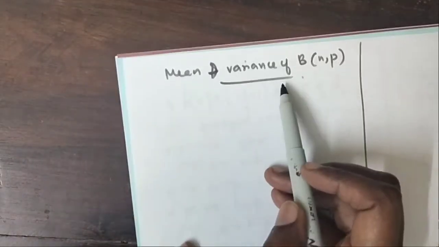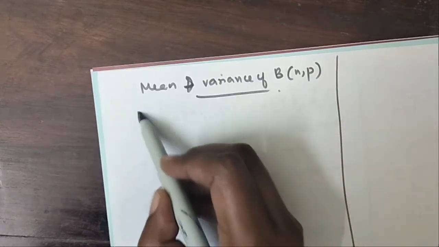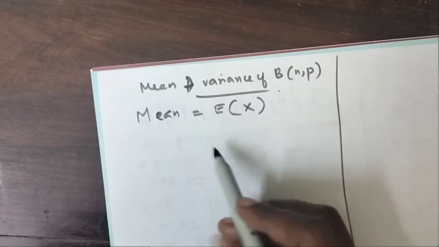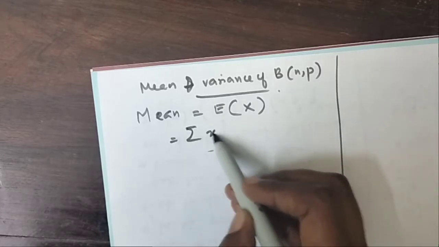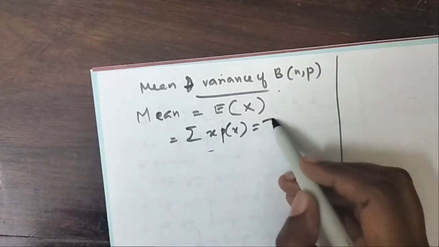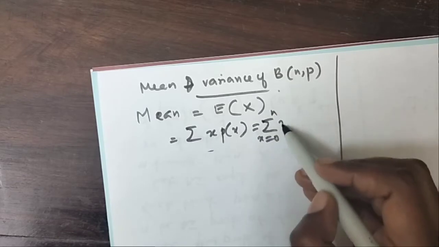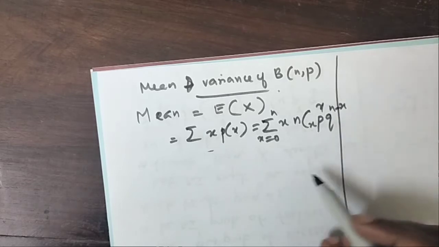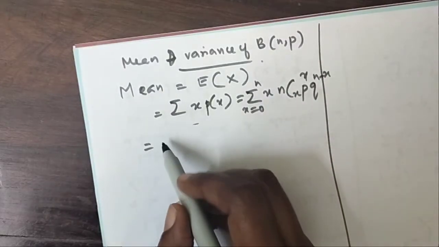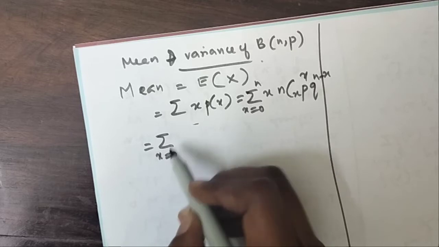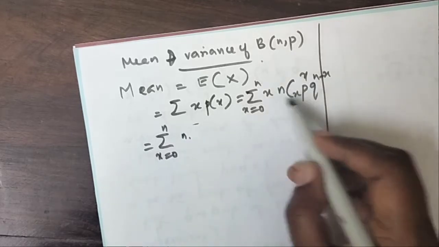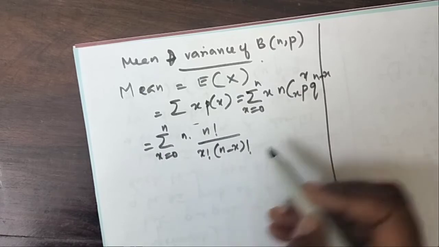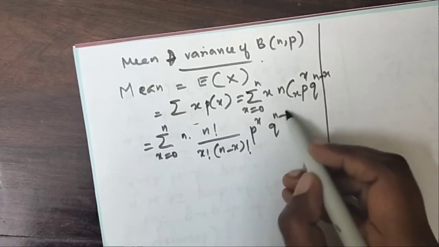What is the mean and variance of binomial distribution? How will you find the mean of the distribution? It is expectation of x. Mean is expectation of x. It is sigma x into p of x. Okay. So it is sigma x varies from 0 to n, x into p of x is nCx p raised to x q raised to n minus x. Okay. So it is sigma x varies from 0 to n, x into, what is the meaning of nCx? n factorial by x factorial into n minus x factorial, p raised to x q raised to n minus x.